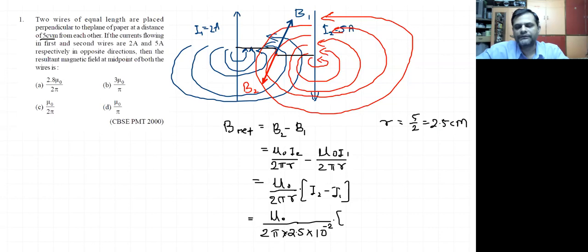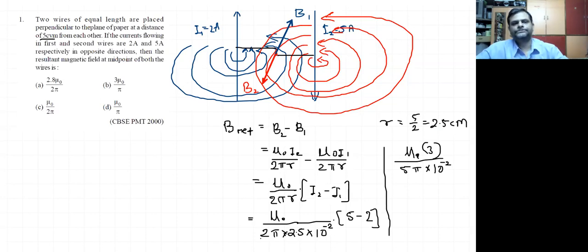Okay. And I2 minus I1. I2 is 5 and I1 is 2. So it becomes 5 minus 2. So in the next step, we can just get this as 2 into 2.5, which actually becomes 5, right? So we can just have this as mu naught into 3 upon 5 pi into 10 raised to -2. Okay. Yes. So which option will be the correct one? Just check.